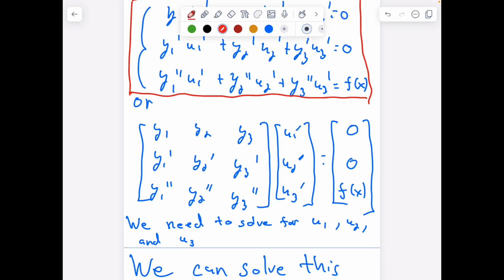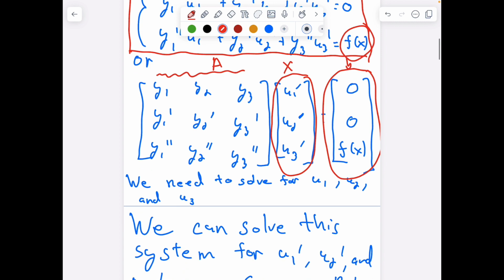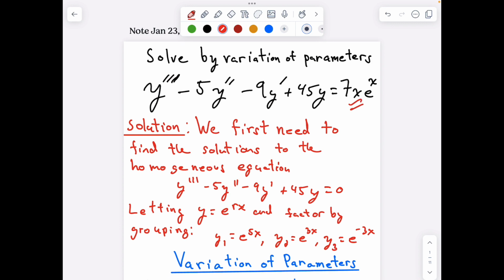Okay, so you can rewrite that whole box that I have in red as a product of two matrices, where this is A, my coefficient matrix, and this is X, the matrix that contains the variables I'm trying to solve for, and B, which is always a column of zeros, with the last entry being the function you're setting equal to. In our case, the 7x e to the x is what goes down there.